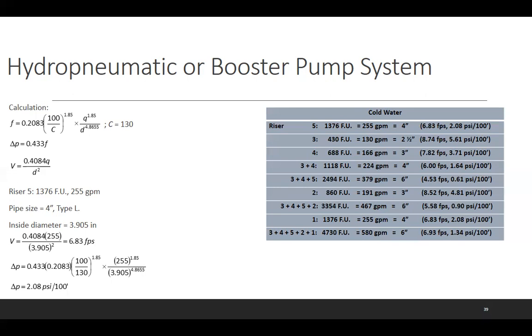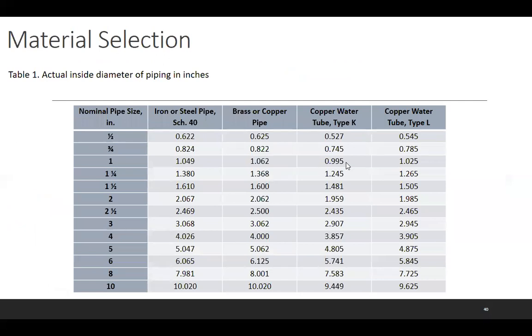Okay, delta P is now 0.433 times 0.2083 times 100 over 130 to the 1.85 times 255 to the 1.85 divided by 3.905 exponent 4.8655. So delta P is equal to 2.08 PSI per 100 feet. So, andyan, 2.08 PSI per 100 feet ang unit niya. Okay? So, meron ka ng sa riser 5. Gagamitin mo ito pagkuha ng pressure drop. So, inside diameter.